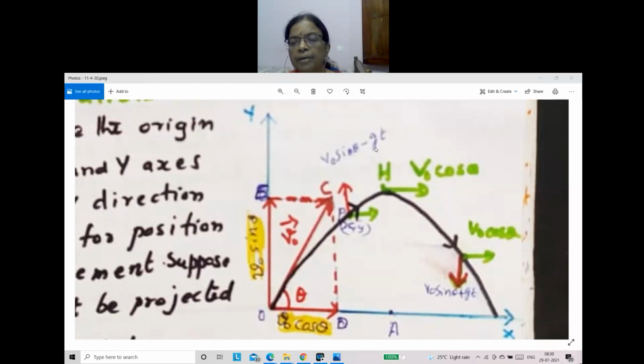Depending on the time, G, at the topmost point, the vertical component of velocity becomes? How much does the vertical component of velocity become at the topmost point?